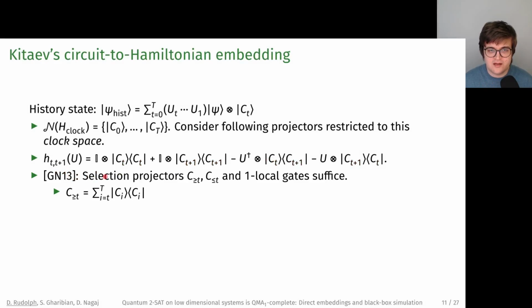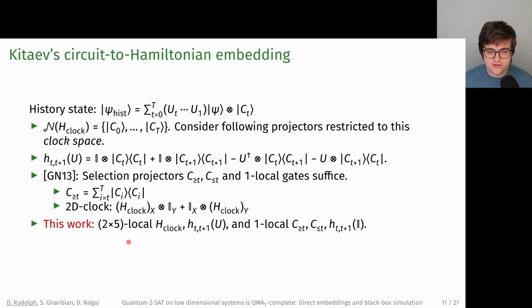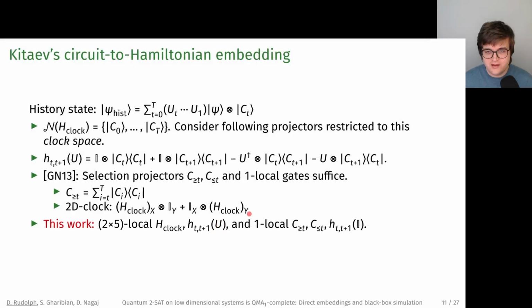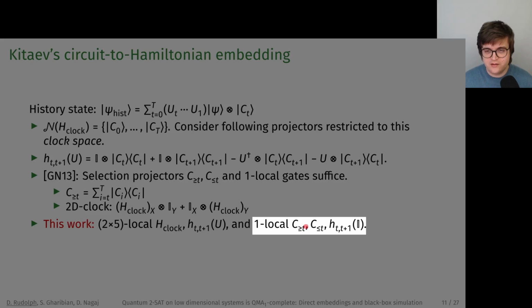And what Gosset and Nagaj show is that if you have these selection projectors, which look like this, and also these gate projectors for one-local gates, then you can embed a circuit into a Hamiltonian. Their main tool is this 2D clock, which you can get by placing the H_clock Hamiltonian on the X register and also on the Y register. What we still need to show in this work is that there exists a 2x5 local H_clock and also 2x5 local H_{t,t+1} of U, and also one-local selection projectors and identity gates.